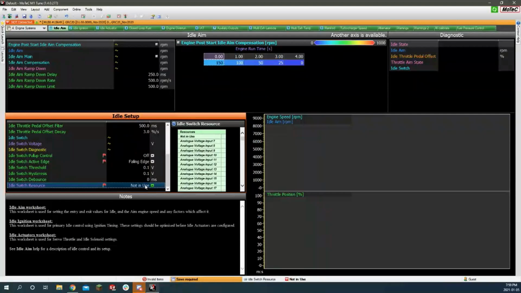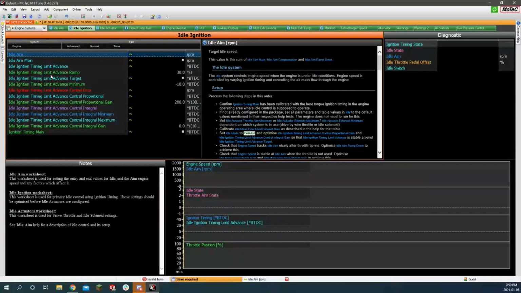Idle switch, I believe that's just for if you want to run a higher idle, you can change your idle speed with a driver input. You can see analog ins. You can have different parameters that change your idle speed, like when the coolant temp is low. But there are other ways to do that.